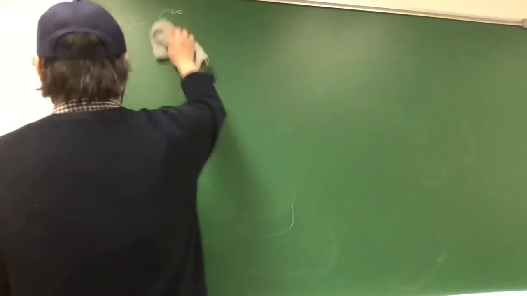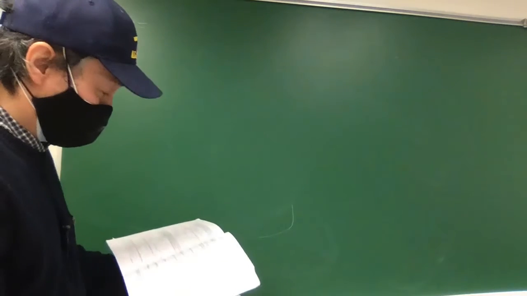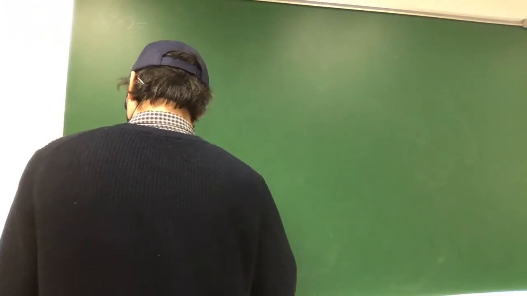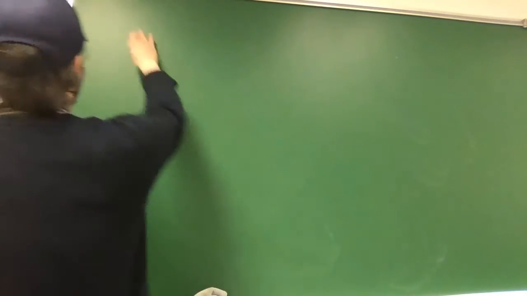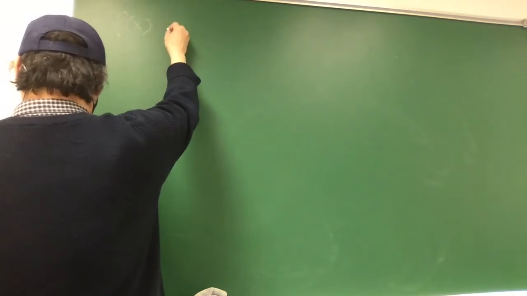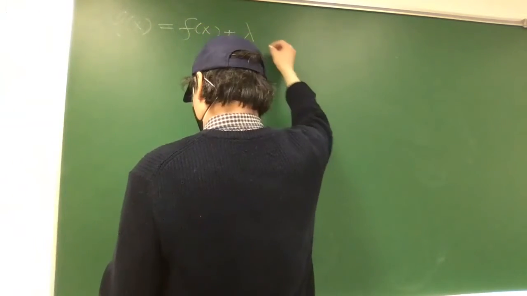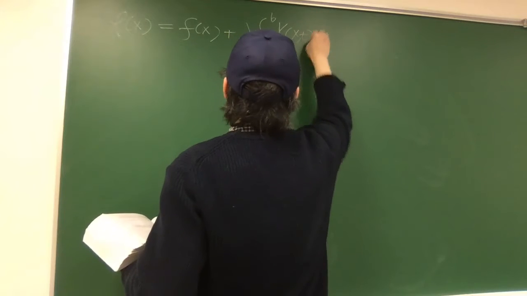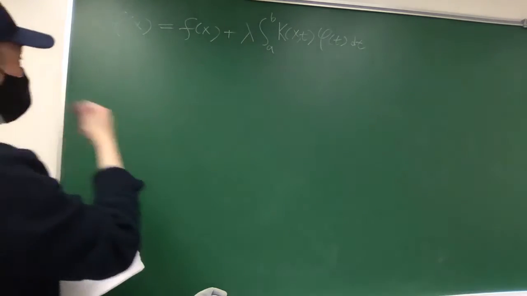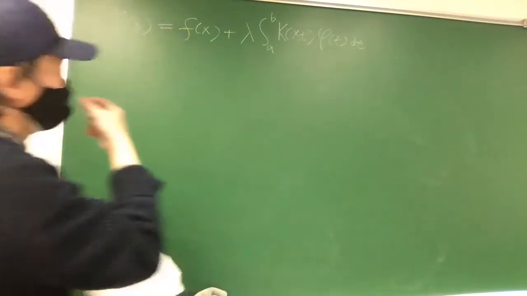We'll start with a Fredholm equation. This is the Fredholm equation of the second kind. You can do the first kind also, but we do the second kind. So this is the equation: phi(x) = f(x) + lambda times the integral from a to b of the kernel K(x,t) phi(t) dt. This is the Fredholm equation of the second kind. If f is non-zero, that is inhomogeneous. If f is zero, that's homogeneous.